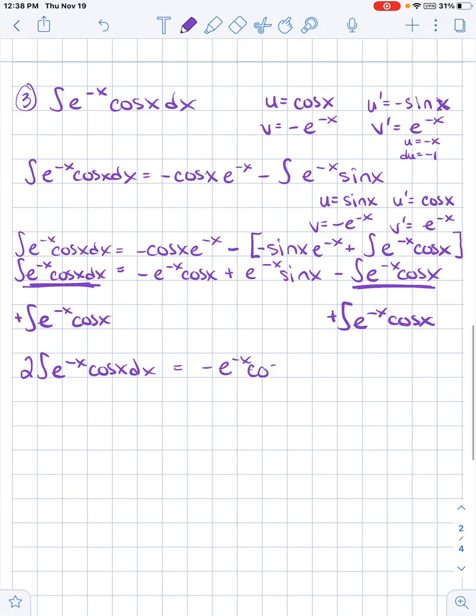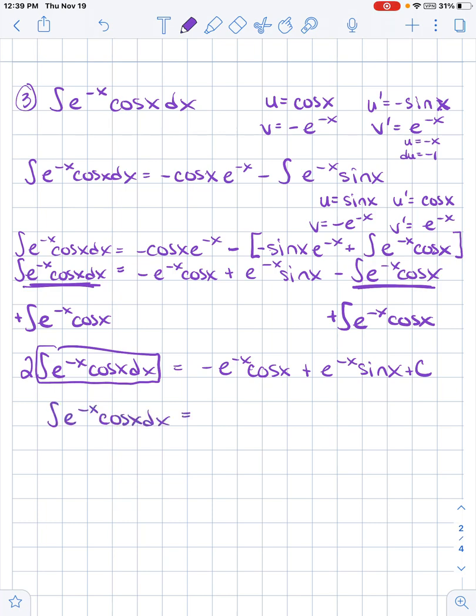Oops, I need to write the rest of it. Don't forget the constant. But the goal was to find just this antiderivative. So if we can isolate that antiderivative, then we'll have the answer we're looking for. So I'm going to divide this entire equation by 2. That'll give me negative 1/2 e to the negative x cosine x plus 1/2 e to the negative x sine x. Half of a constant is still a constant.